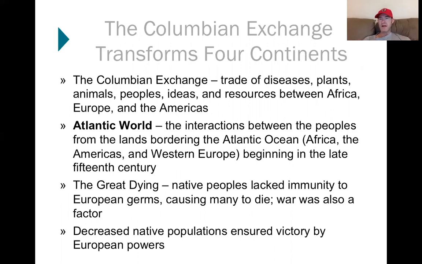Okay, so let's also keep in mind that we're talking about a lot of different things with this Columbian Exchange. So join me with the definition. You might even want to pause to record it. But anyway, trade of diseases. Yes, diseases went across the pond from the Americas to Europe and vice versa. However, what you tend to hear a lot about is the epidemic effects of disease on the Native American population, right? And so that's certainly something to concentrate on. But it also involved plants, animals, peoples, ideas, and resources.